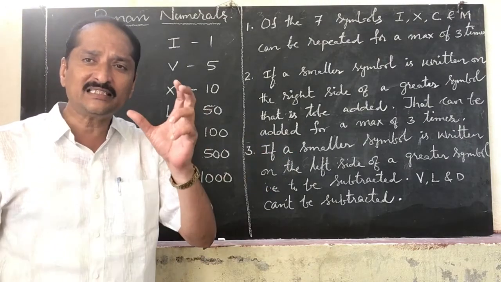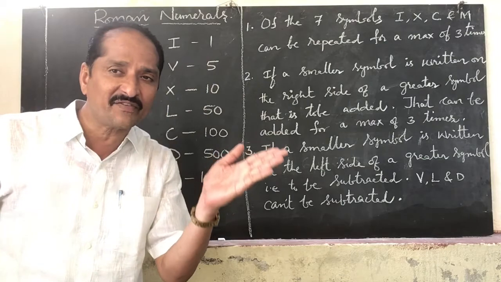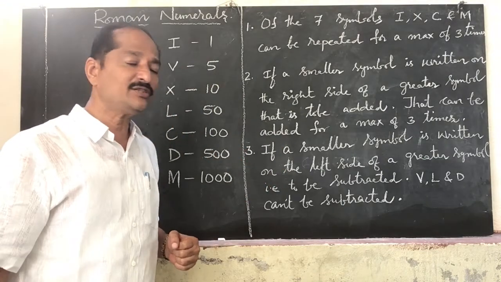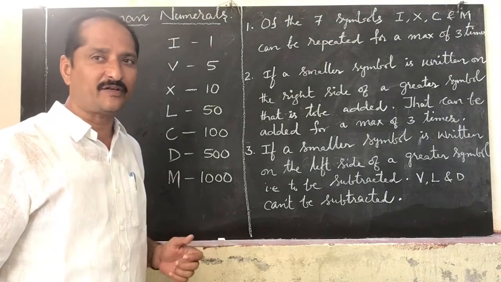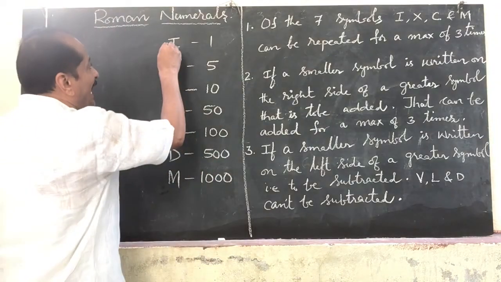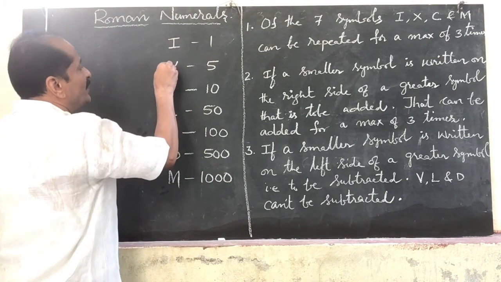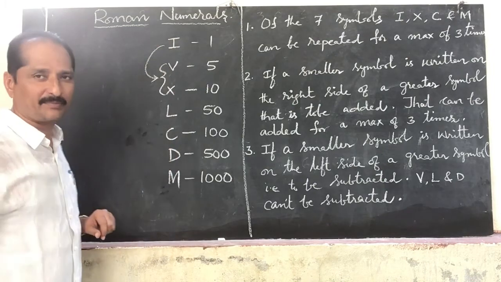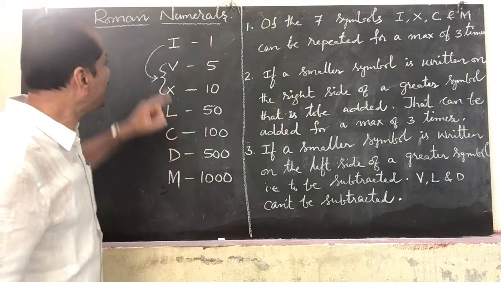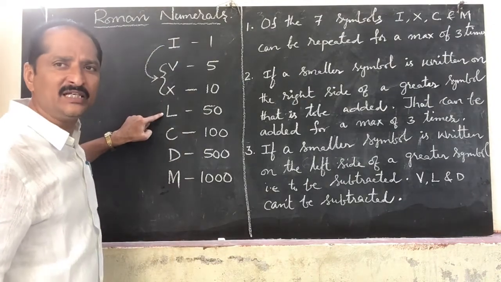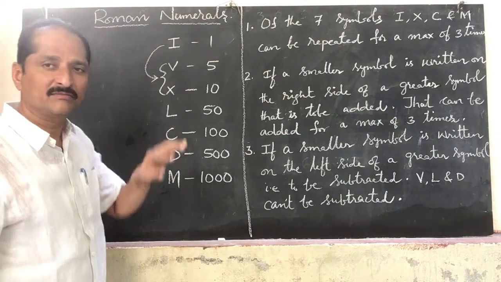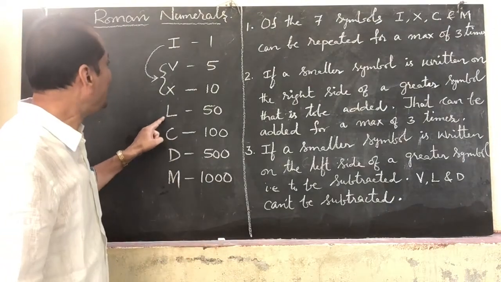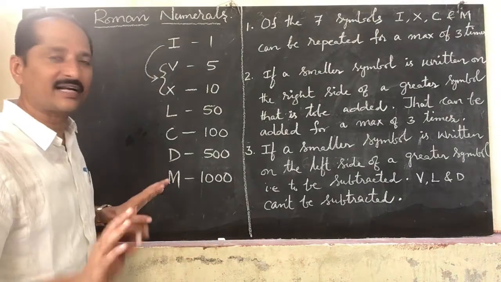If a smaller symbol is written on the left side of a greater symbol, that is to be subtracted, we are telling. So that is to be subtracted means, observe carefully, I can be subtracted only from V and X. From these two only we can subtract I. We cannot subtract I from L. That means 50 minus 1, 49. To write down 49, L, we can't write IL.